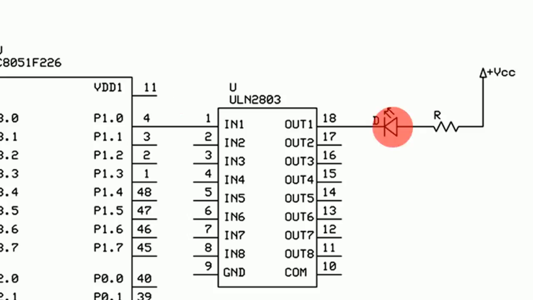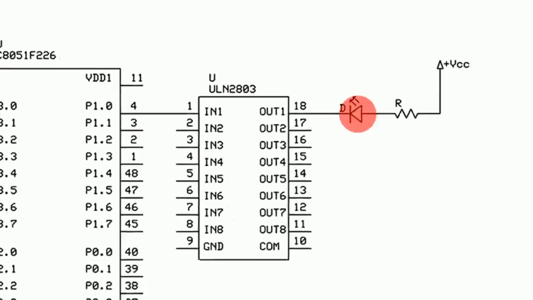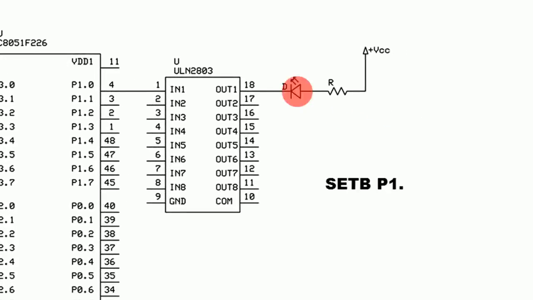How to write a program to make the LED blink? First, turn on the LED with a set bit P1.0. Then turn it off with a clear P1.0 instruction. Repeat the instructions. Is there a problem with this simple program?